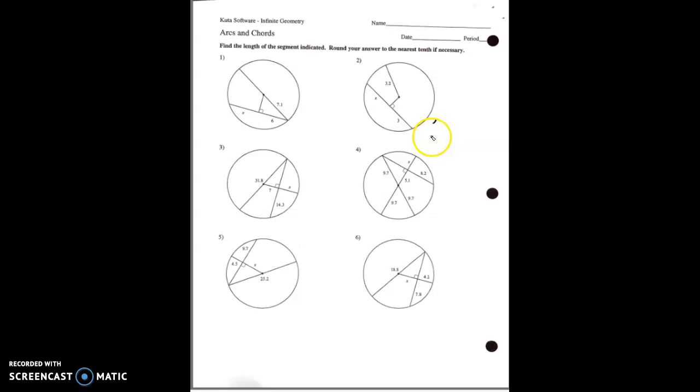So today should be Thursday, the 26th, and you should have finished these problems on arcs and chords completely. Okay, so we had done 1, 3, and 5 together on our other video, so I'm not going to redo those. I'm going to save my space. So I'm going to do 2, 4, and 6 on this video.